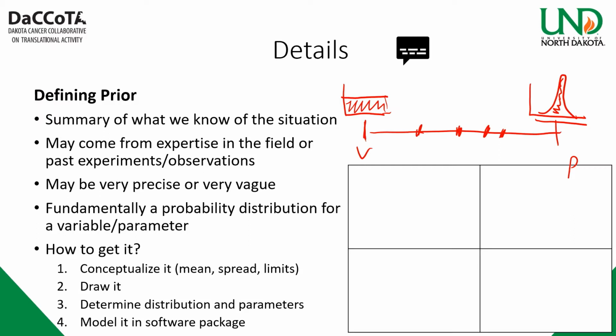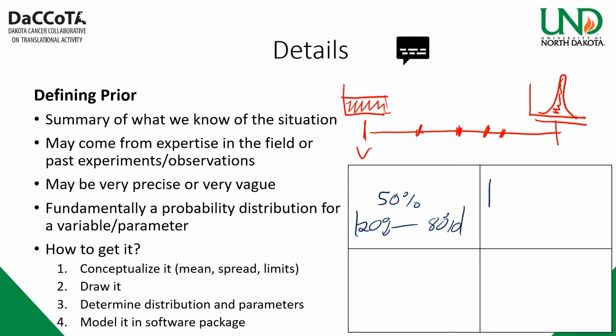So for example, with our example, maybe you want to get started here. You say, hey, conceptualize it. I think it's maybe going to have about a 50% success rate. That's given my understanding. I've taken it before. I failed it, but my friend passed it, or something like that. And spread, well, it's probably not going to have a 0% and not probably 100%. So it's going to be somewhere. Let's just say maybe 20% to 80%. Who knows? And the limits, like I said here, it's probably not any more than that.